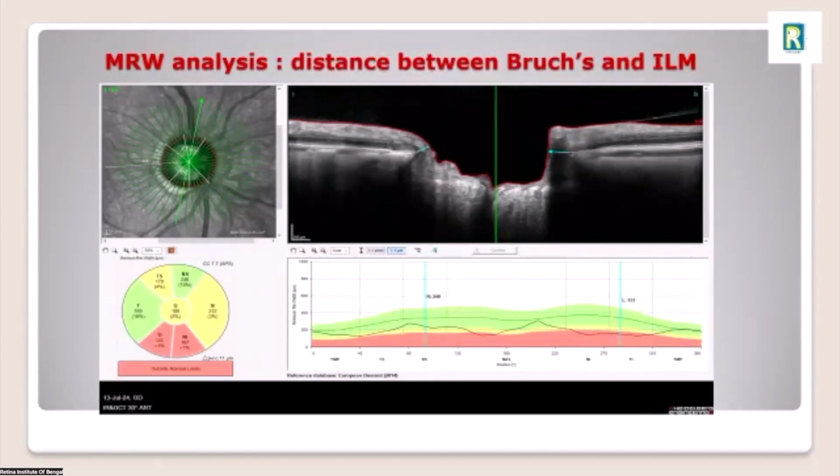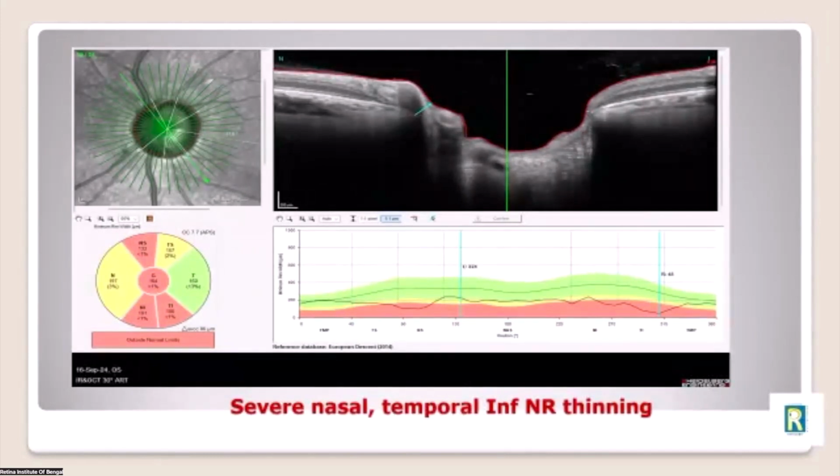So if that thickness comes down into the red area, then it denotes there is a thinning of minimum rim width, MRW, that we see. So there is a defect in MRW suggestive of glaucoma, and it is very nicely shown in this machine. Here you can see there are so many modes to show it. Here also the nasal and temporal inferior thinning is noted.